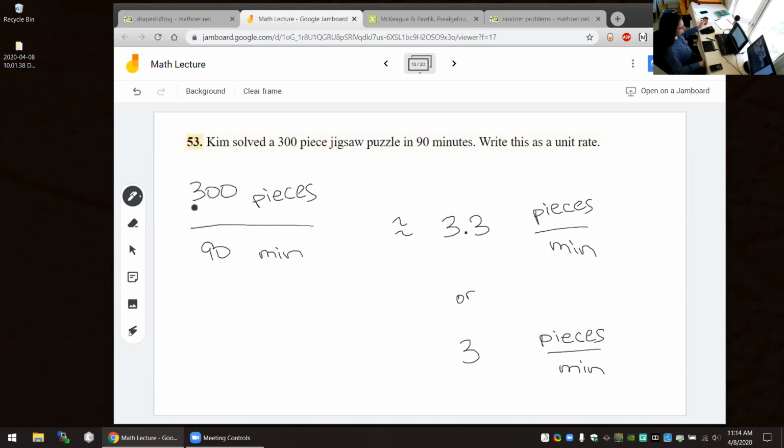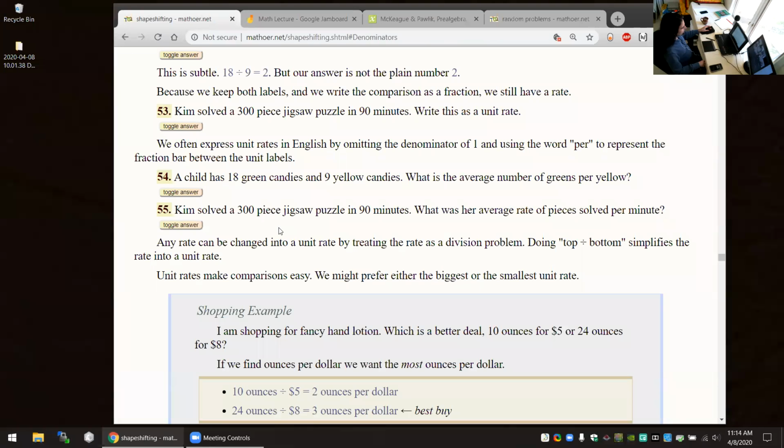So far ratios and rates aren't bad at all. To make a ratio, you just write 2 numbers on top of each other. There's not even really any math. And if you want to make a unit rate, then you just do the top divided by bottom and your calculator does that work.